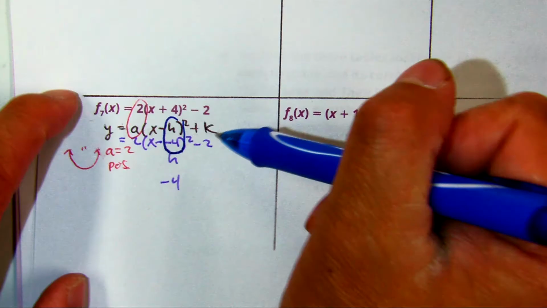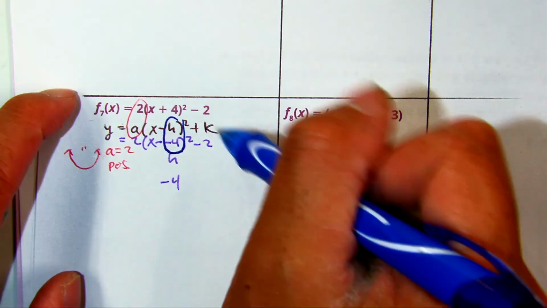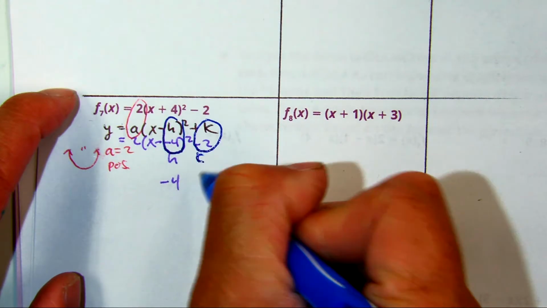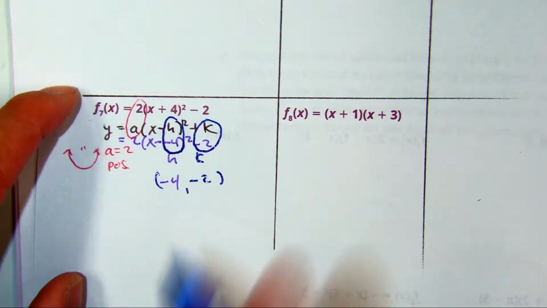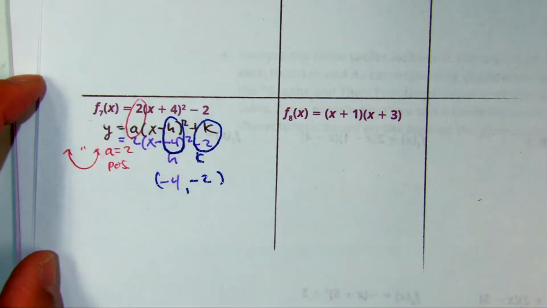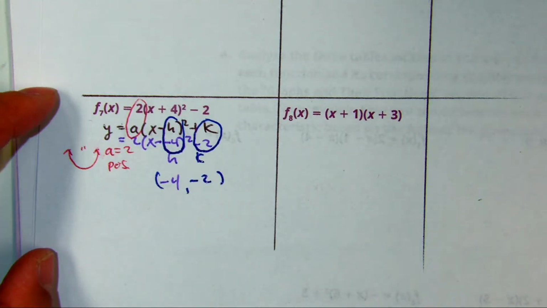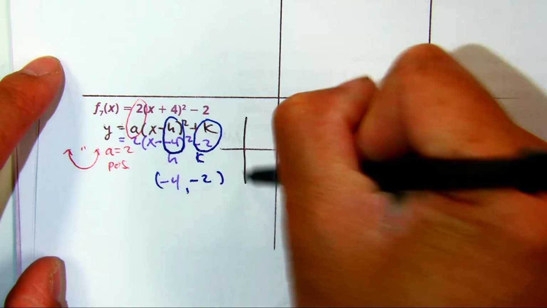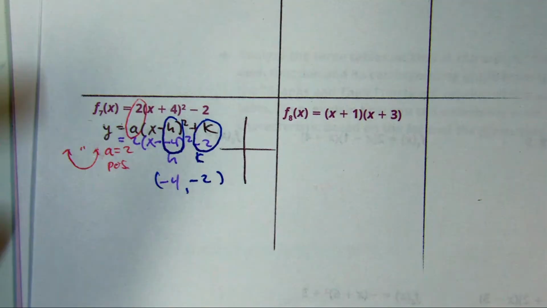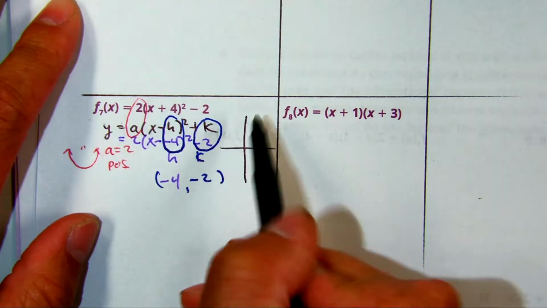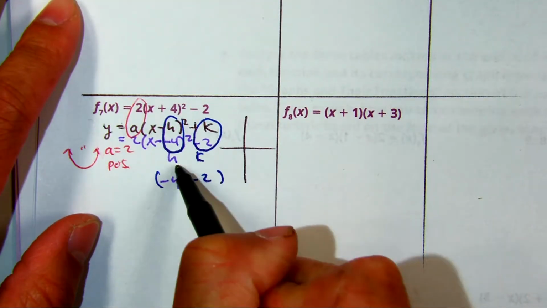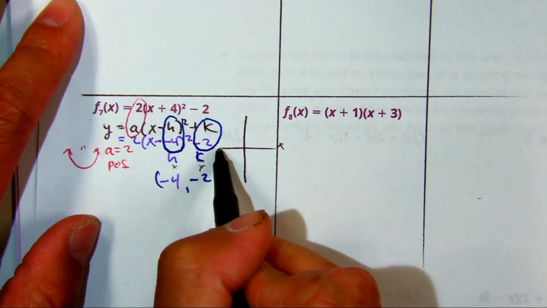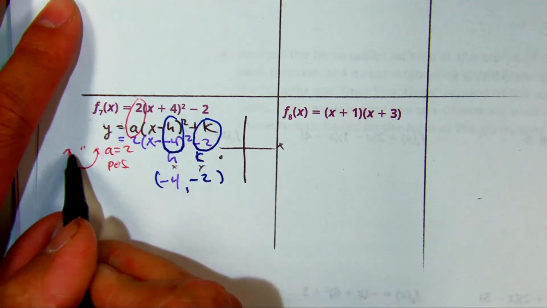Now, some students are struggling with finding out the k value. The k value is just the number, whatever it is, out there. It could be positive, it could be negative, so k is equal to negative 2. My vertex is negative 4, negative 2. Let me draw myself a quick graph. Negative 4, negative 2 is located left 4 on the x-axis, right? This is an x and a y. X-axis, so negative 4, negative 2. And it's opening up.